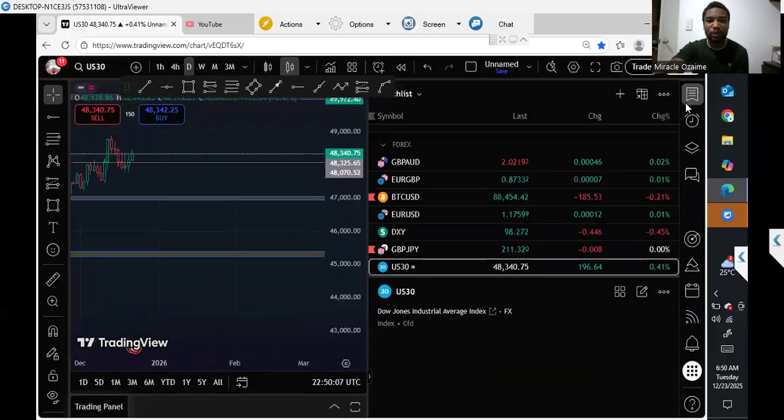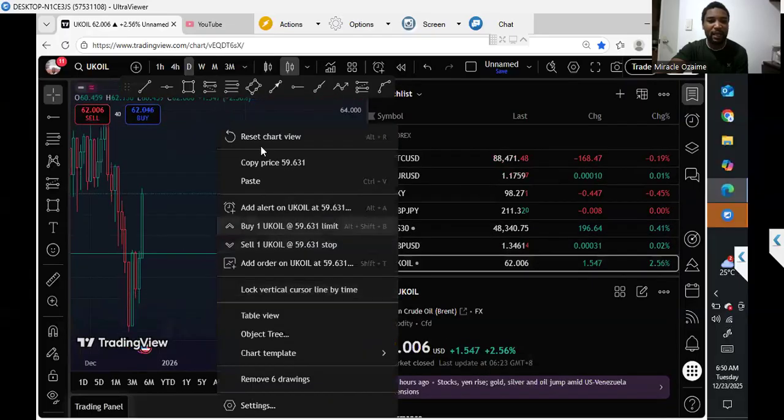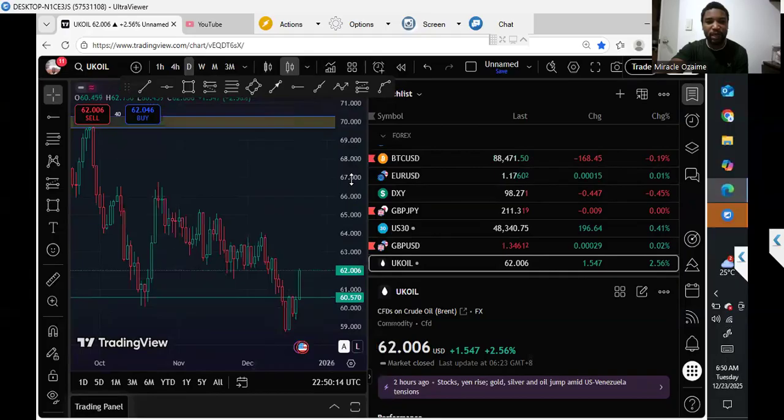The next pair that I'm going to be looking at as of the moment is oil, Brent oil. Brent oil, I like. As of the moment, I like what Brent oil is doing.